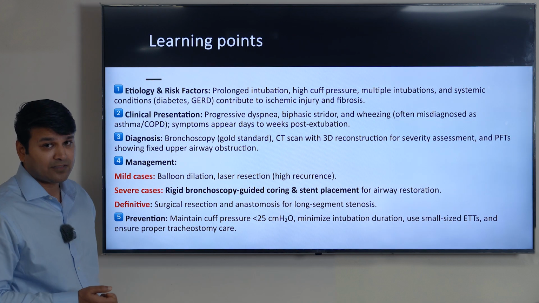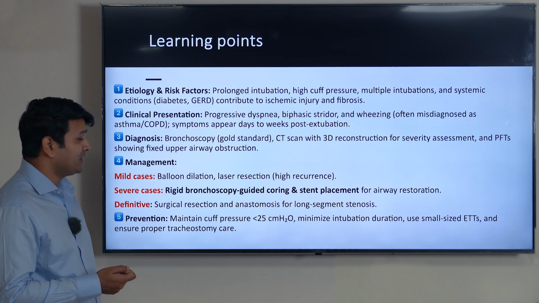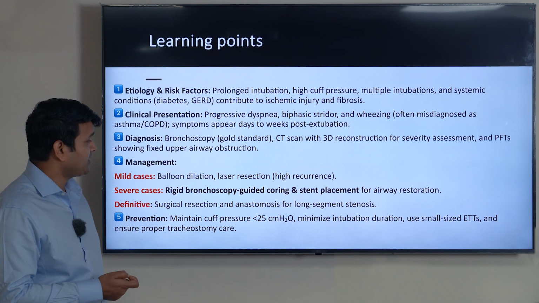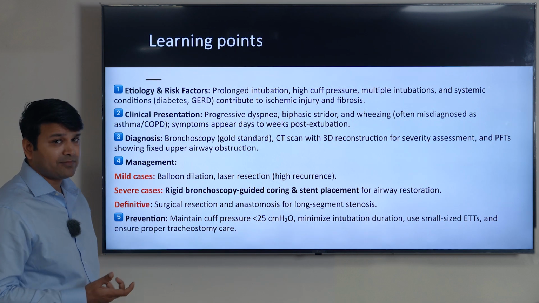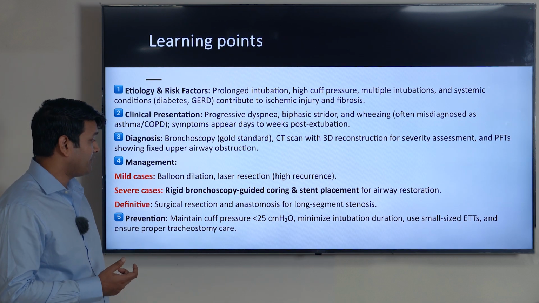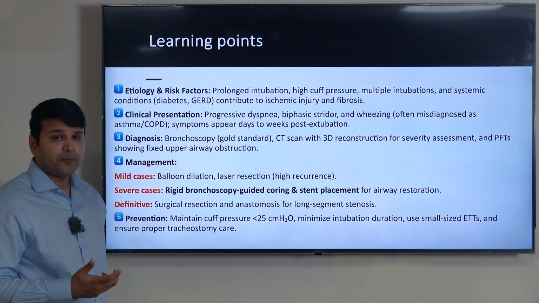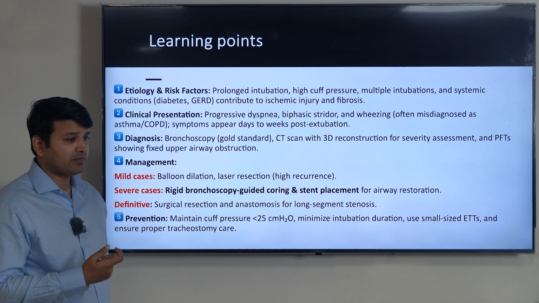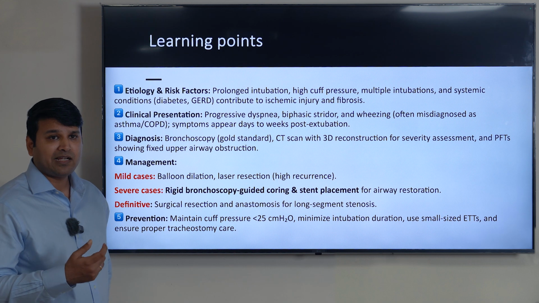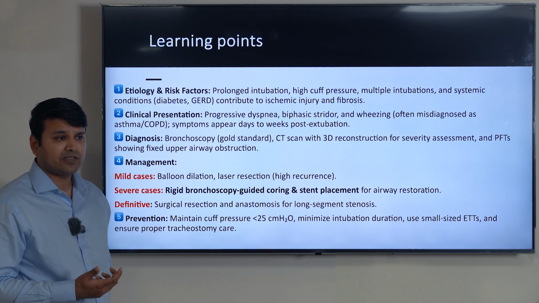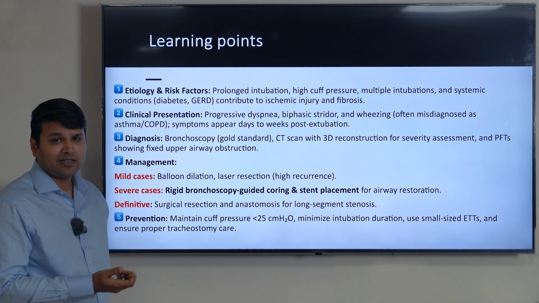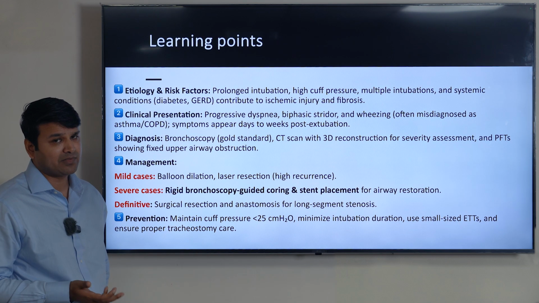Now, how do we manage it? There are different ways of management of post-intubation tracheal stenosis. In mild cases, you can use balloon dilatation or laser resection, but laser is pretty costly and not available everywhere. So, balloon dilatation you can do, but sometimes it doesn't work because a lot of fibrosis comes around. Even if you try balloon dilatation a lot of times, the stenosis comes back again. In this patient also, it was tried 3 times, but it failed.